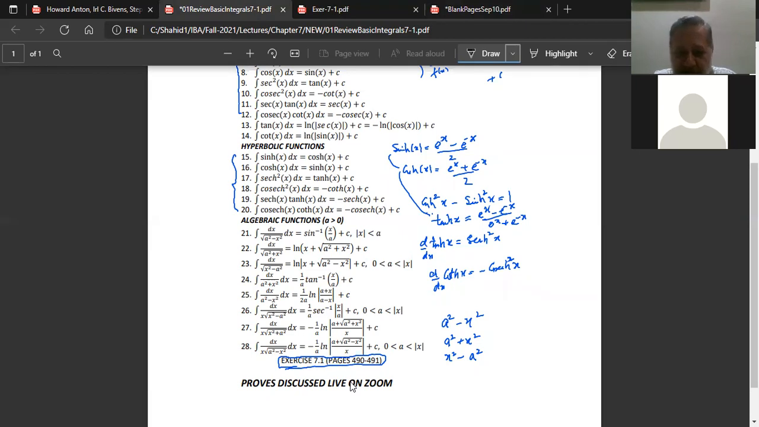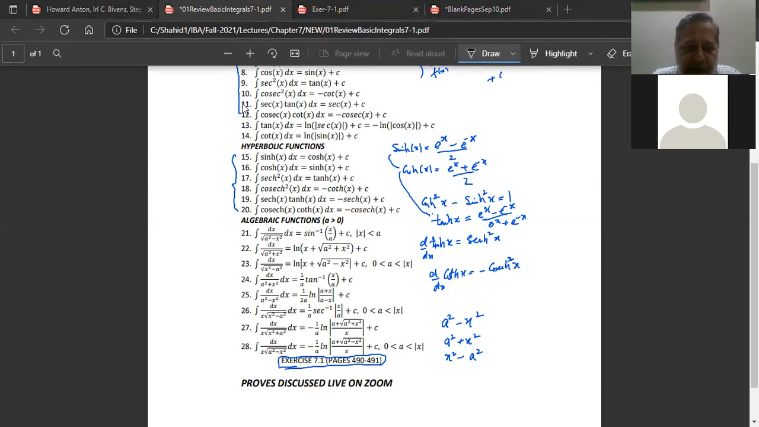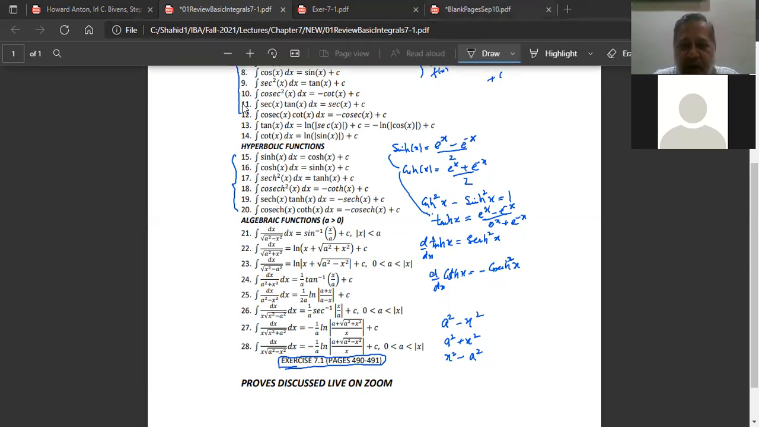Talha and Daulat are in the class. Somebody has selected question 18. That is good. 18 means we have to talk about cot hyperbolic.